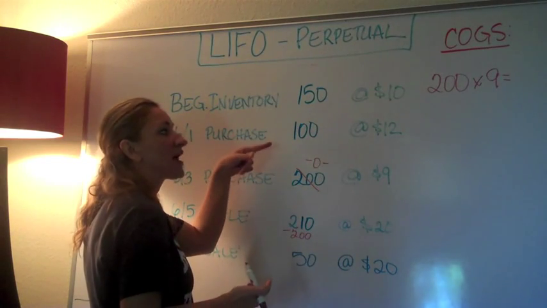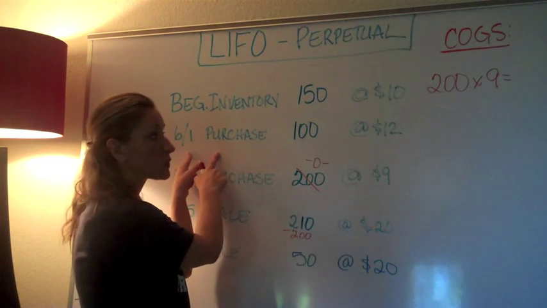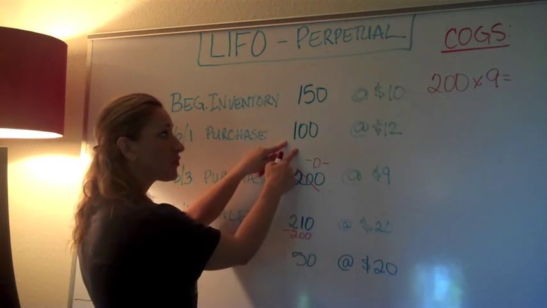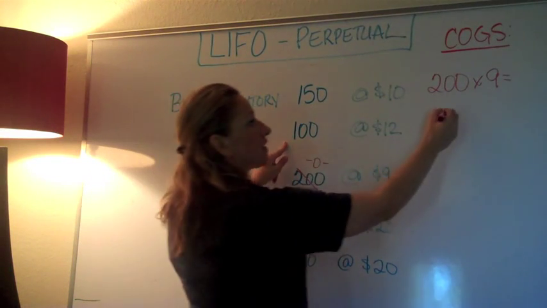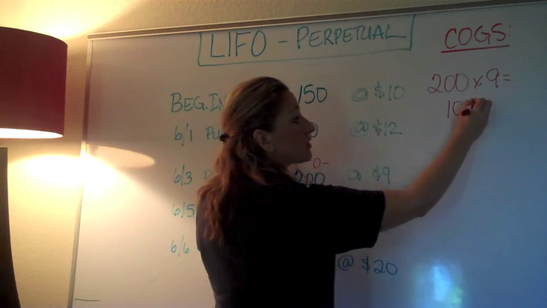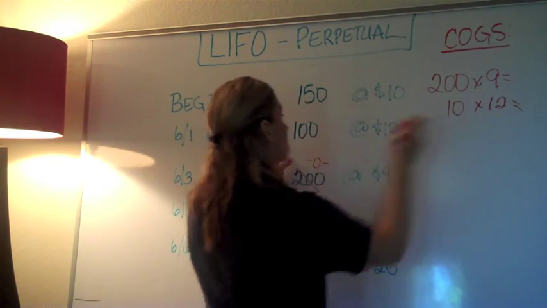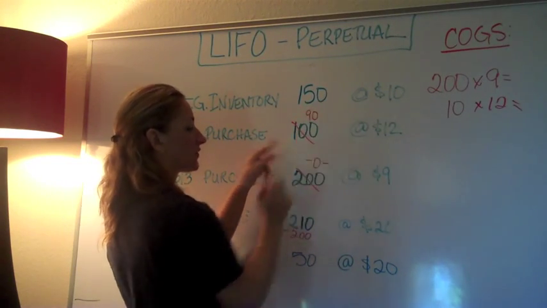So I need to go back to the next most recent purchase, which would be on 6/1. So I'm going to take 10 from here. 100 minus 10, I'm going to take the 10 at this cost that was associated with it, $12. 100 minus 10 gives us 90 left.